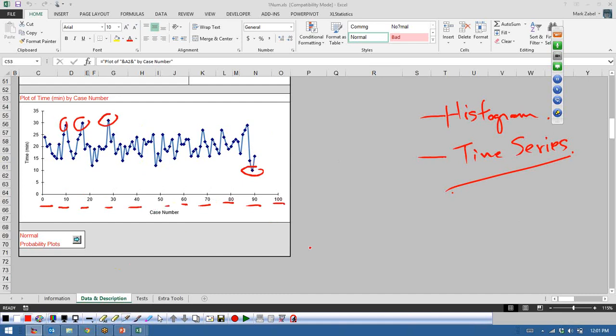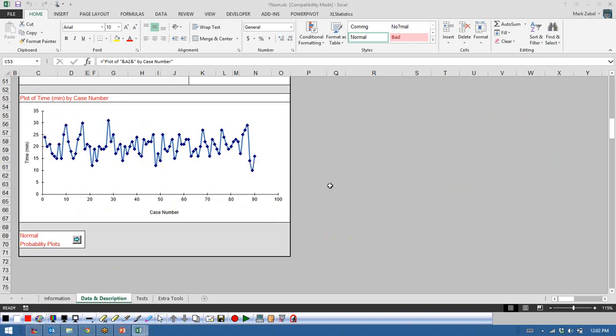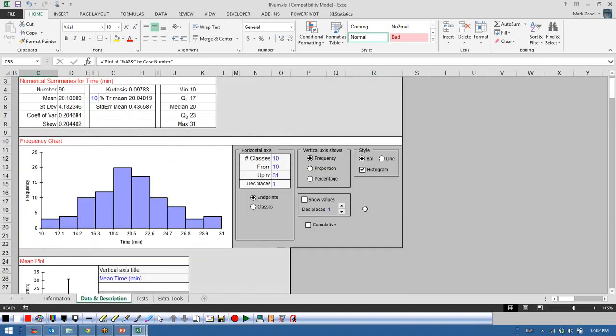All right, so that's it. Question. I'm going to move pretty quickly. So questions on time series plots? I'm going to assume we are good. All right, now something that's a little more difficult is a histogram.